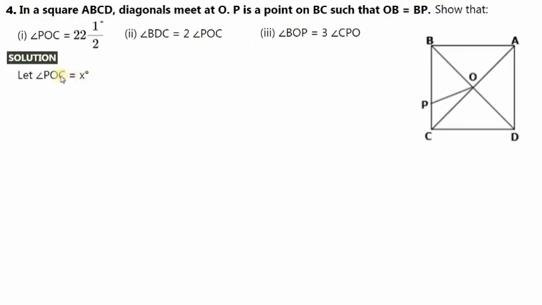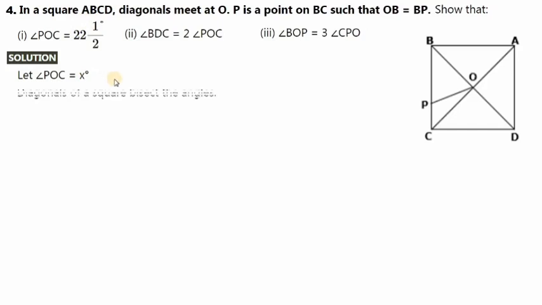Right, so let me take POC. Kindly look at POC. POC is this angle. I'm considering this angle to be x. So basically we need to find the value of x, isn't it? Because the question is asking us to prove that this is equal to 22.5 degrees.